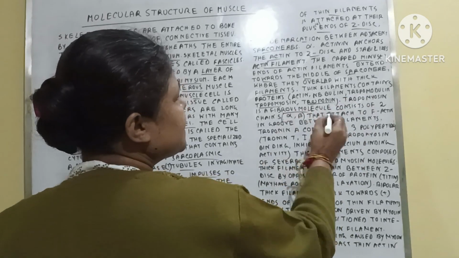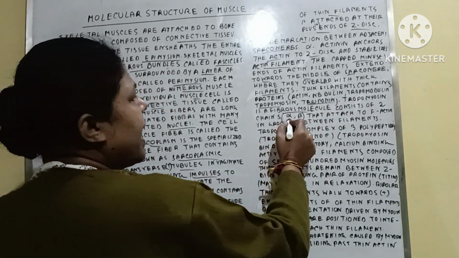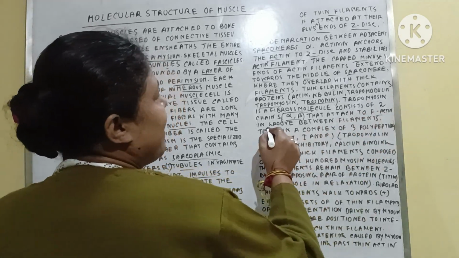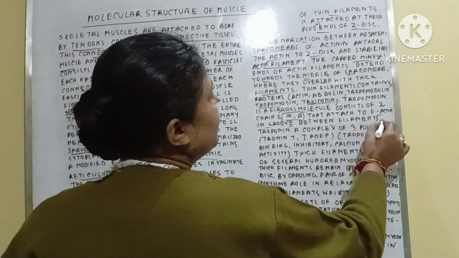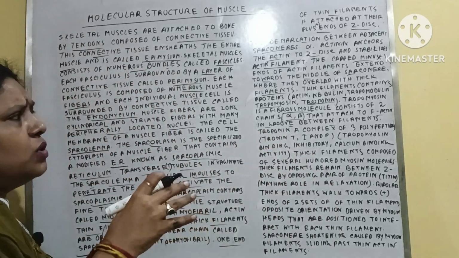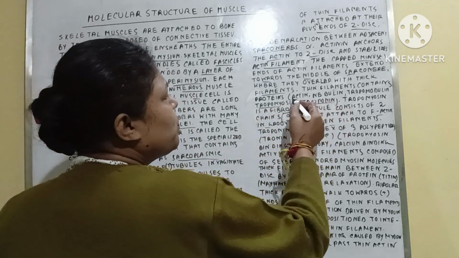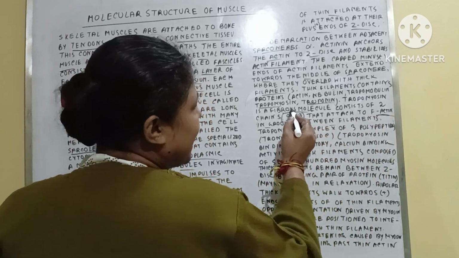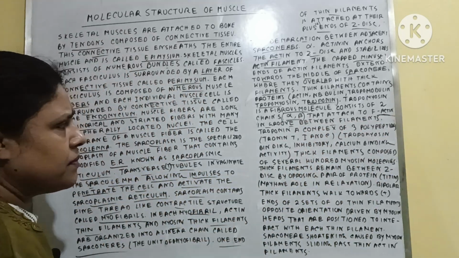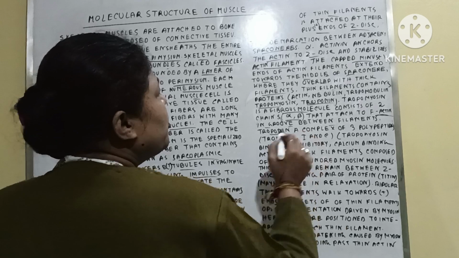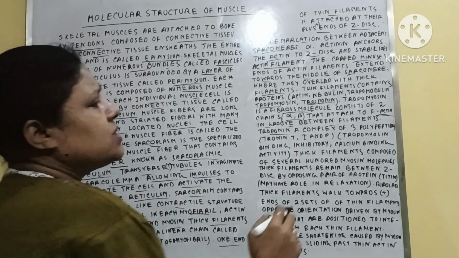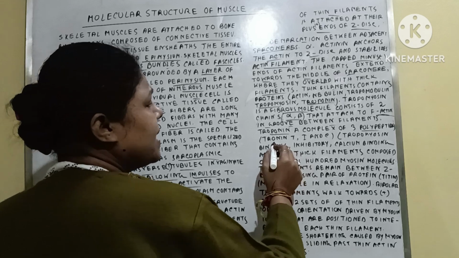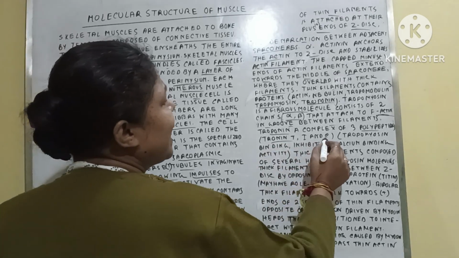Tropomyosin is a fibrous molecule, and alpha and beta chains are there that attach to the F actin in the groove between the filaments. Or you just know that this tropomyosin attaches with the F actin with the help of alpha beta chain. Okay. Troponin is a complex of 3 polypeptides. What are they? Troponin T, I and C.